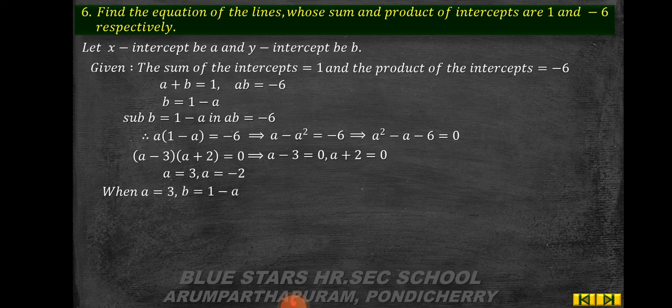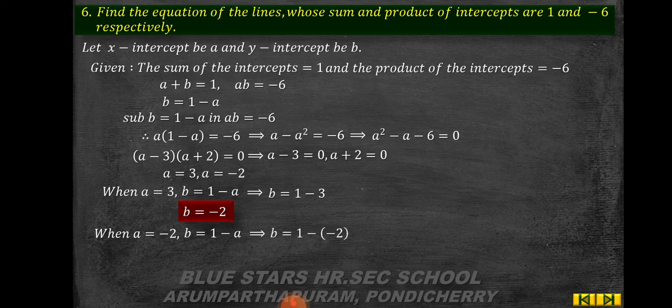When A is equal to 3, B is equal to 1 minus A, which implies B is equal to 1 minus 3. The value of B is equal to minus 2. When A is equal to minus 2, B is equal to 1 minus A, which implies B is equal to 1 minus of minus 2. Therefore, the value of B is equal to 3.